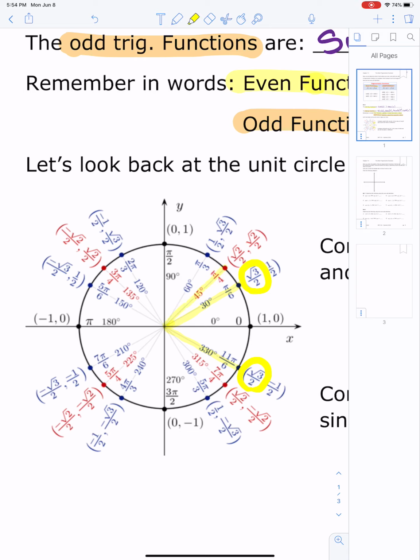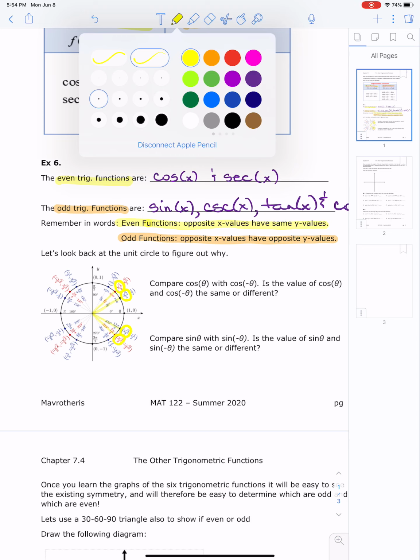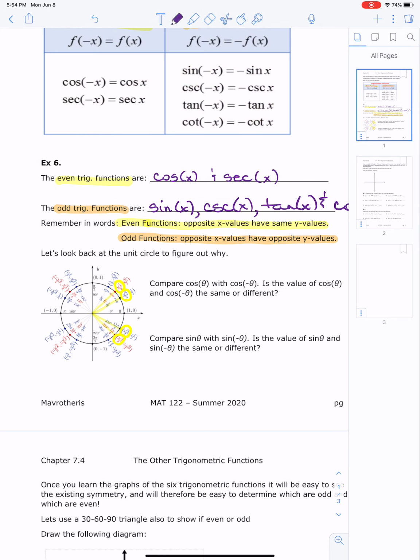45. Negative 45, again, cosines are our x values. We're just comparing the cosines. Positive square root of 2 over 2, positive square root of 2 over 2. And we can do this again with the 60 degrees. We get positive 1/2 at 60 degrees, and at negative 60 degrees, cosine is still positive 1/2. Okay? So cosine theta, cosine negative theta, are the values the same or different? They are the same. That's what makes it an even function.